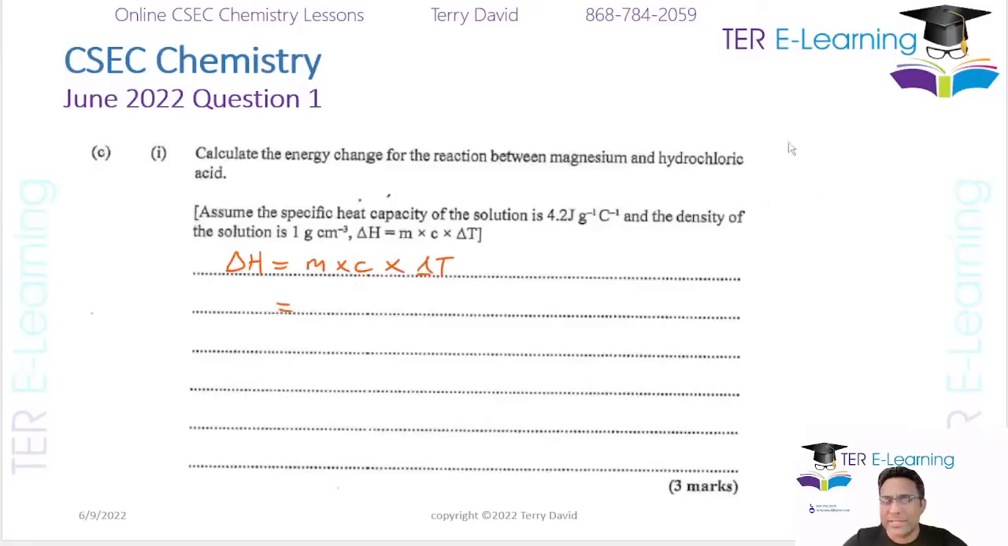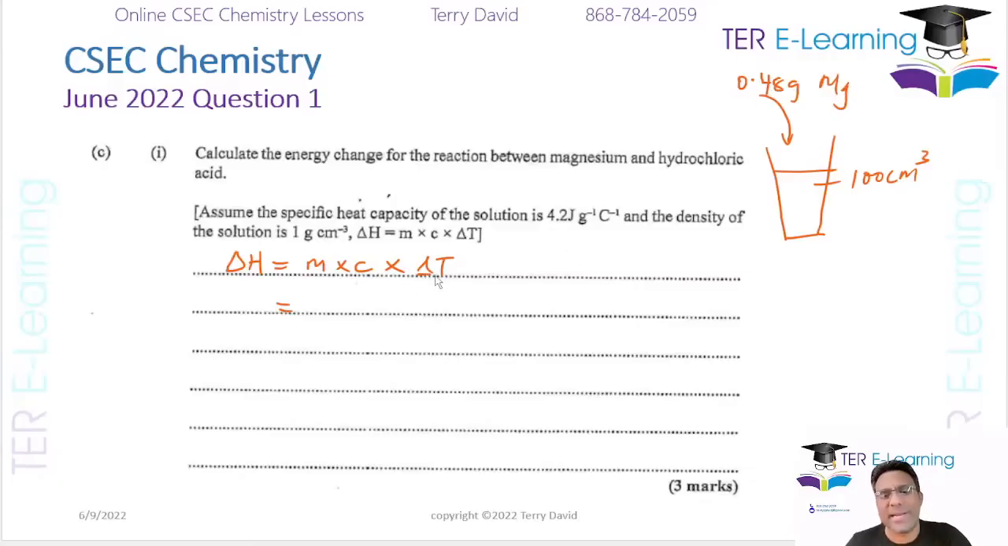Now, let's recap what happened here. You had a container, and that container had 100 cm3 of the hydrochloric acid, and you added 0.48 grams of magnesium. Now, I got a lot of questions regarding what we are using for the mass. Let's hold up on the mass for a sec. So you're multiplying by C. They told you what C is. C is 4.2. We're assuming that the specific heat capacity of the solution is 4.2.